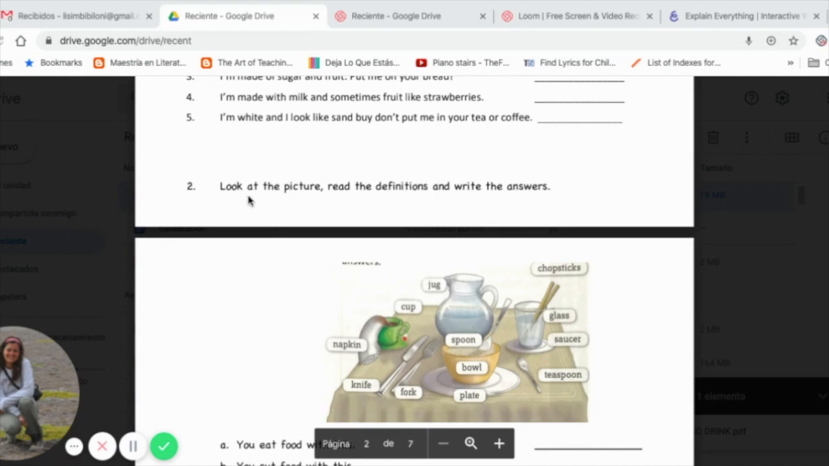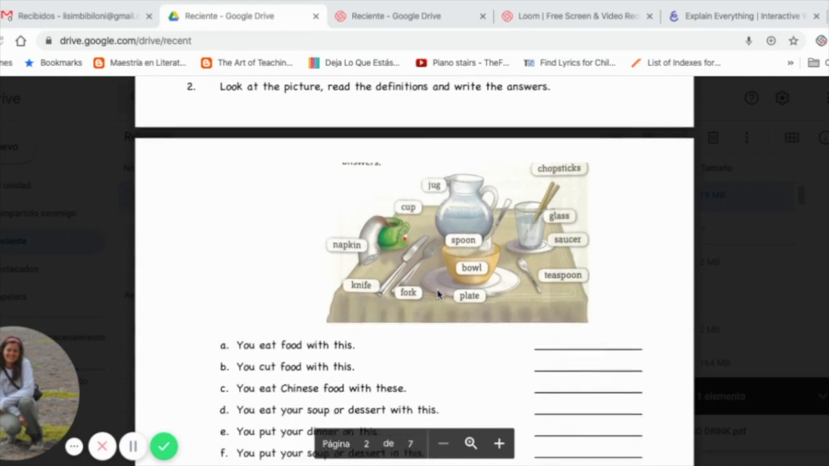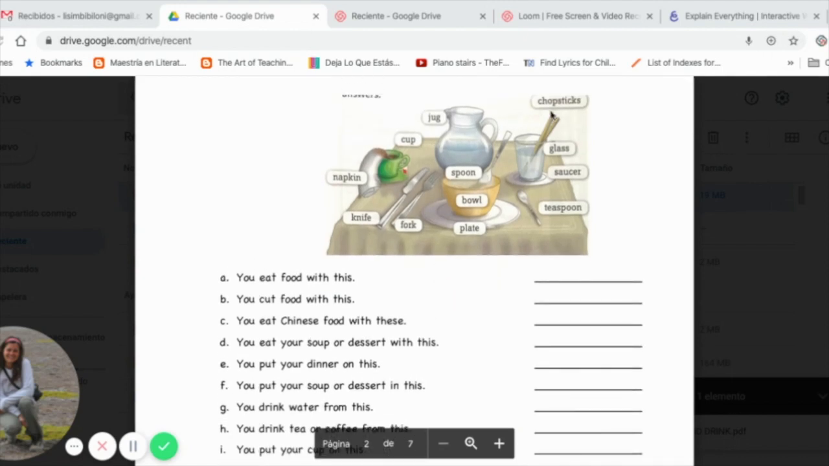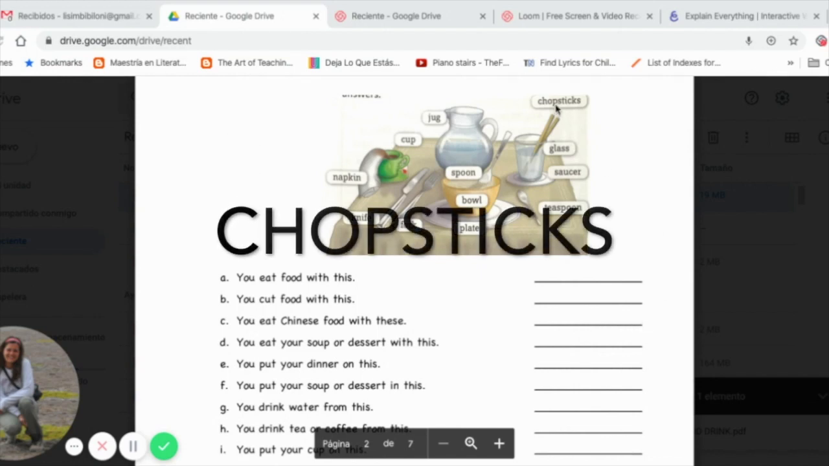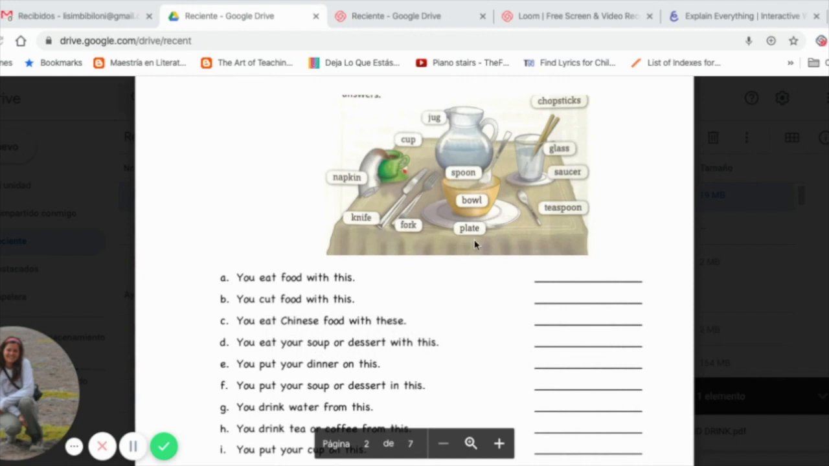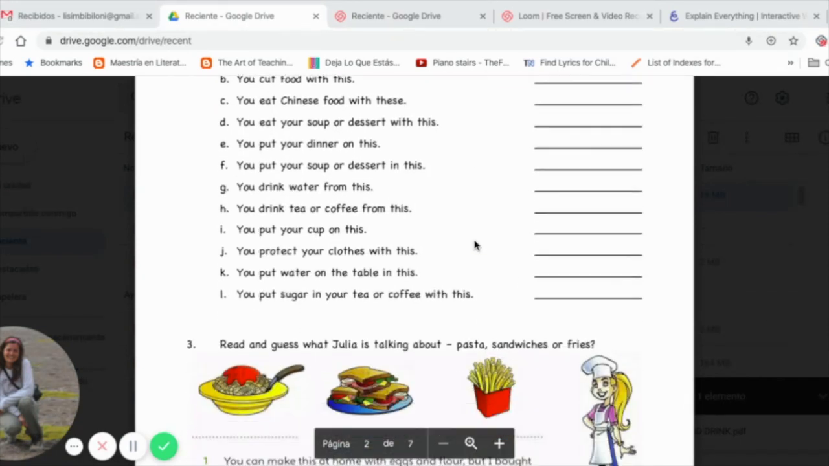Number 2, look at the picture, read the definitions and write the answers. Let's have a look at the picture. All the items have the names. So let's read this. Letter C. You eat Chinese food with these. So what do we need to eat Chinese food? We need the chopsticks. That's right. The chopsticks are los palitos chinos.